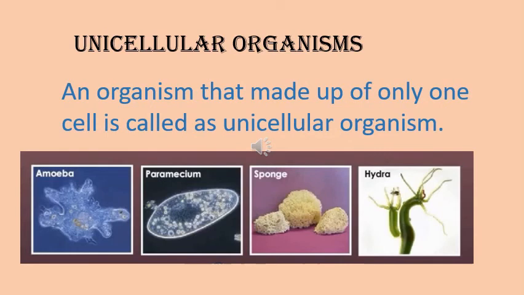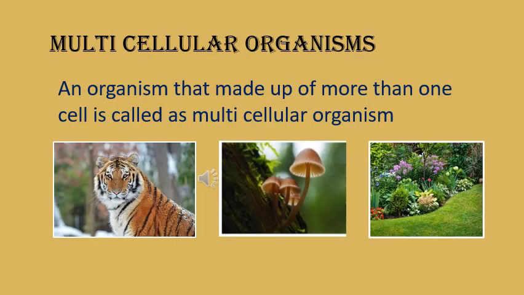Unicellular organism: an organism that is made up of only one cell is called a unicellular organism. What are multicellular organisms? An organism that is made up of more than one cell is called a multicellular organism.